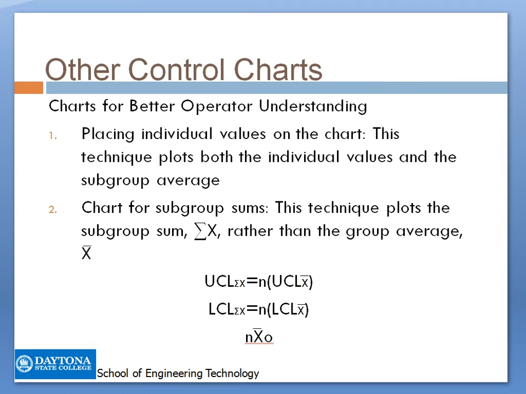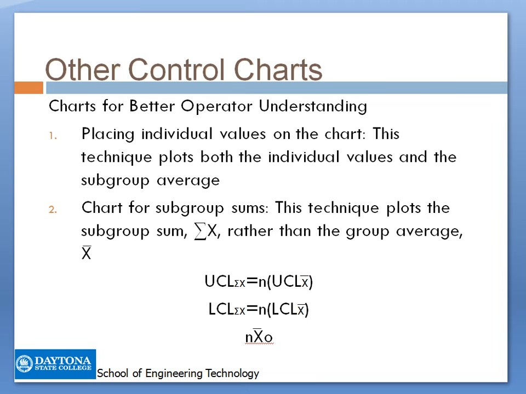The placing individual values on the chart is a technique that will plot both the individual values and the subgroup average on the same graphic. So the individual values will be represented as a small dot, while the subgroup average is represented with a large circle. And if they both have the same value, you will have a small dot inside of a circle. Easy to understand and easy to graphic.